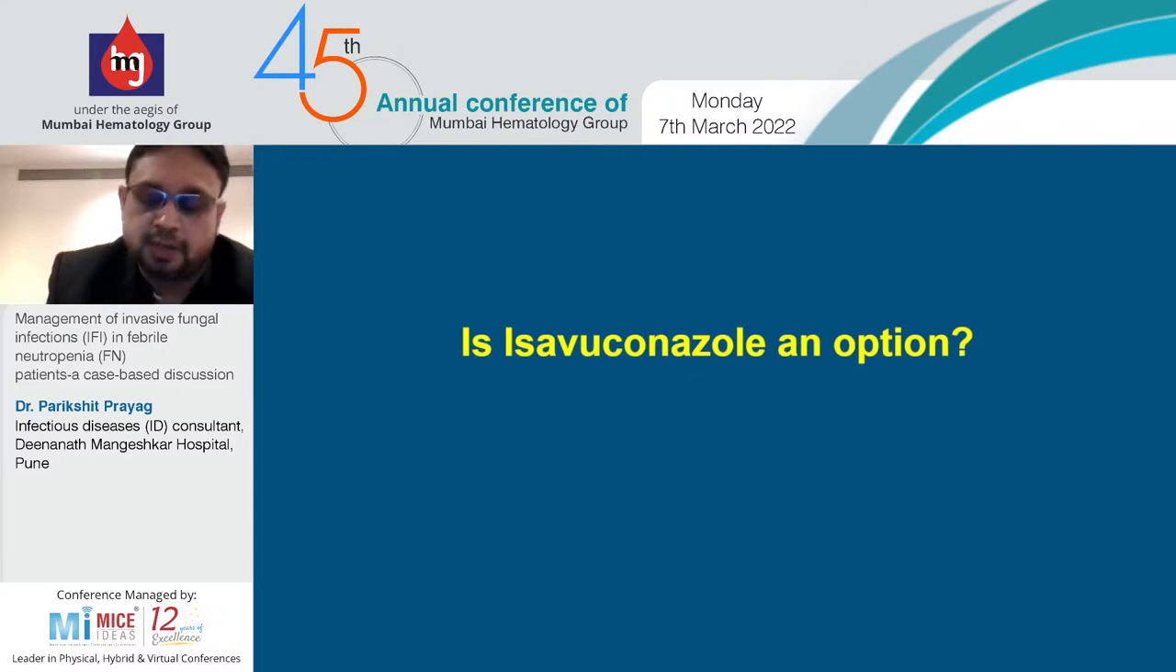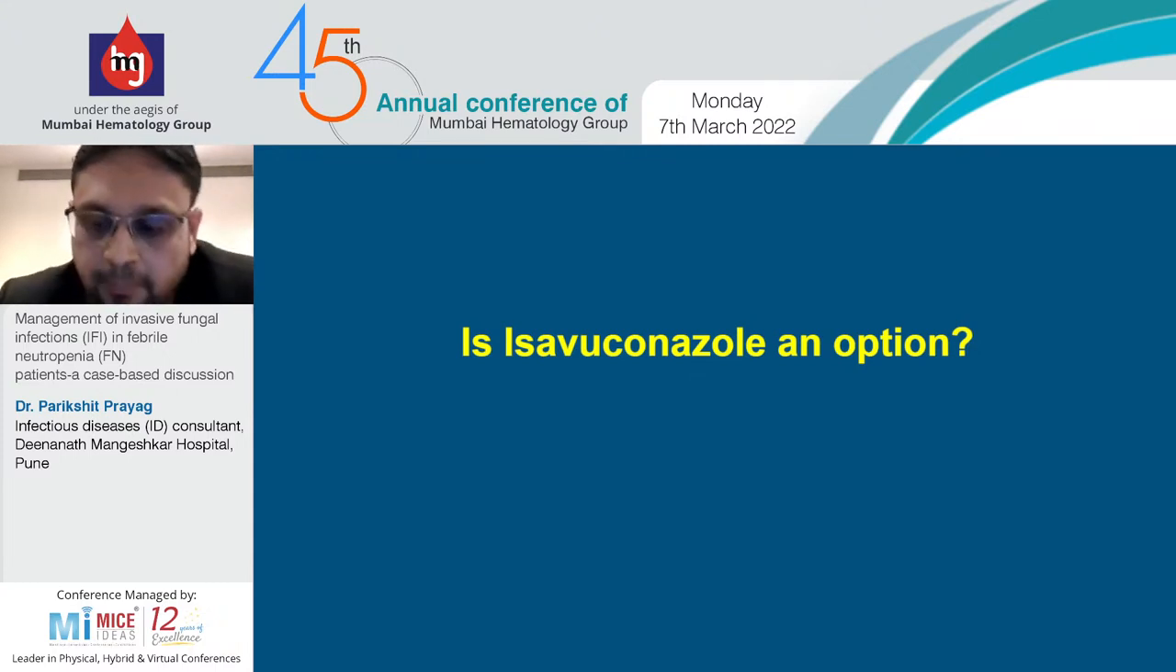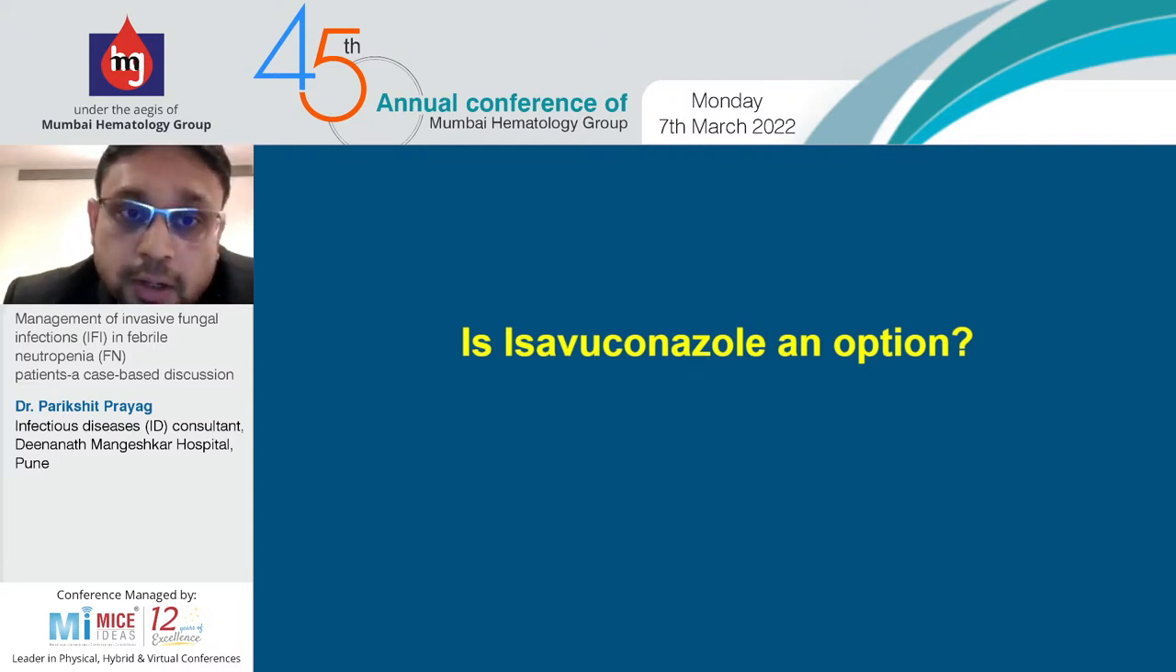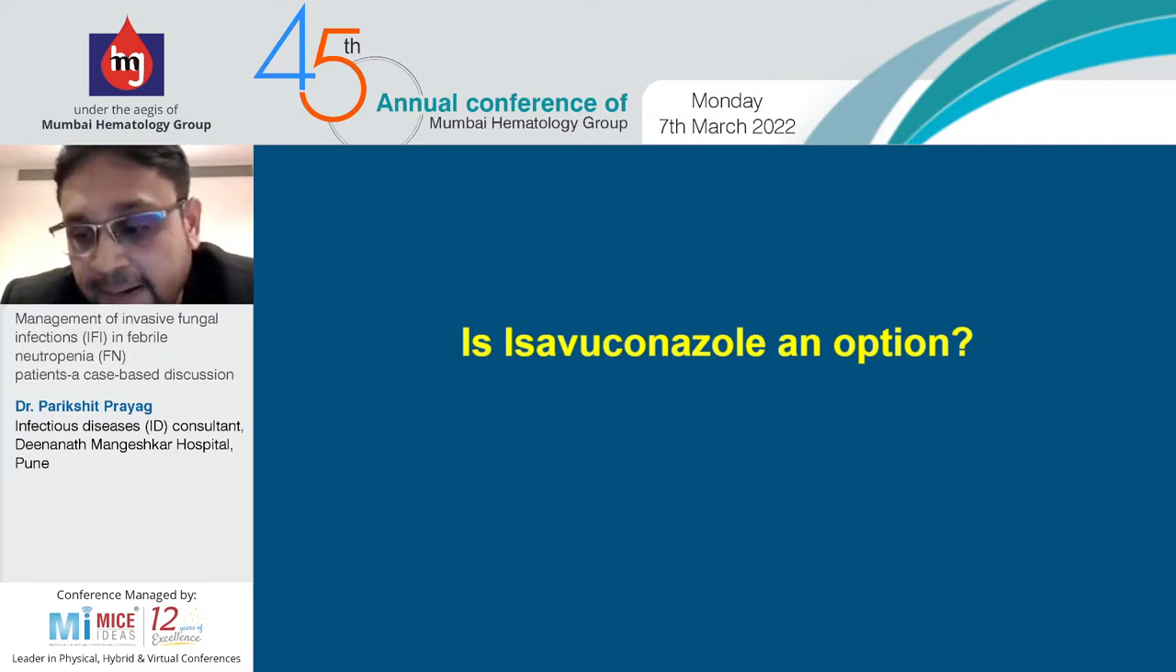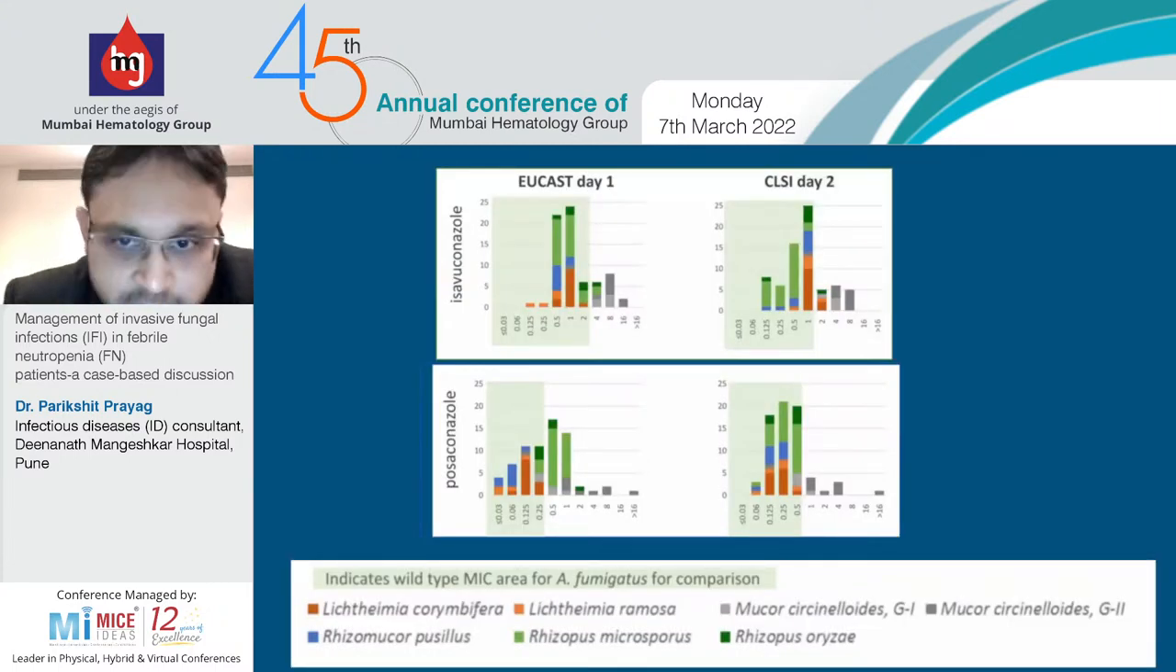Now, there was a Lancet study in which there were some centers even from India who participated, and that showed that there was non-inferiority of isavuconazole as against amphotericin. So that's why currently in the guidelines, if a patient does have compromised kidneys, then isavuconazole is an option, and isavuconazole is a decent option even to step down to an oral agent for these kind of patients. But again, as I said, the devil lies in the details.